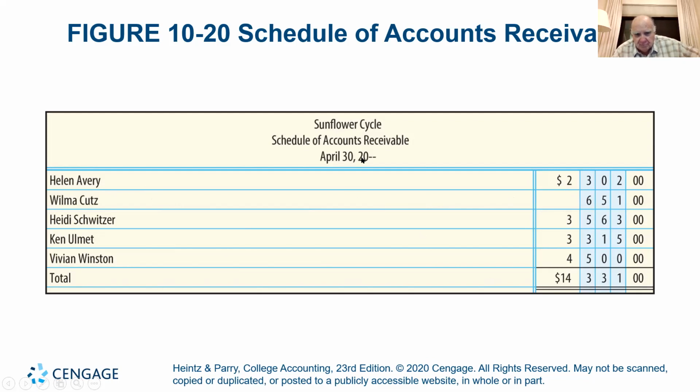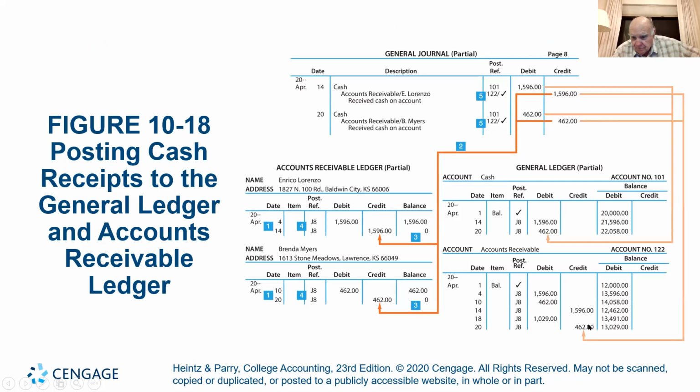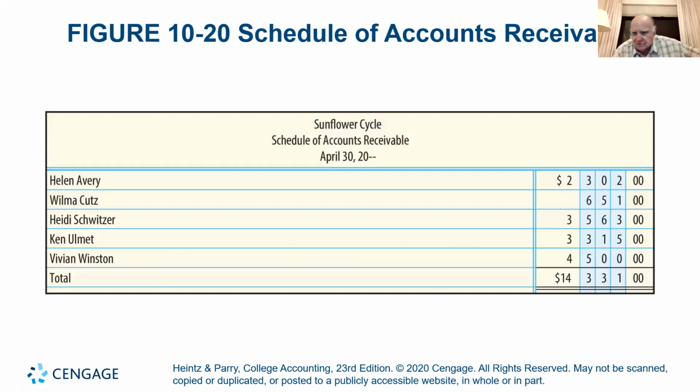This is as of April 30th. The number we looked up before, 13,029, was as of the 20th. So here they've had some more transactions that they haven't told us about yet. So you look in your general ledger, that's going to be the balance in accounts receivable.